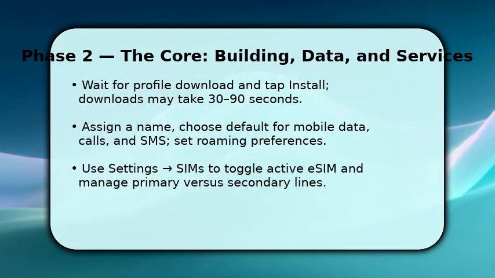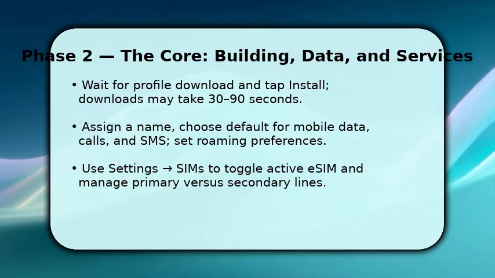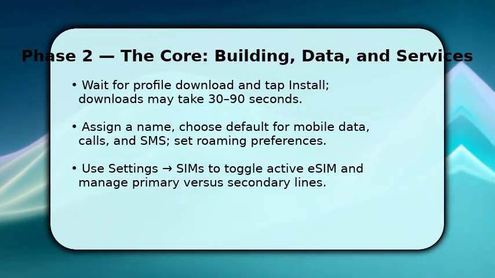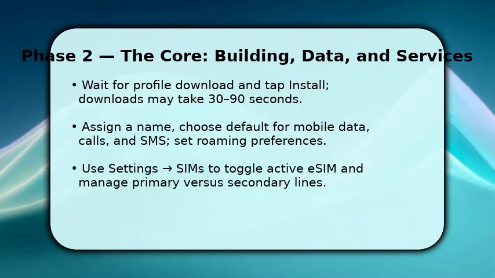Once the profile downloads, tap Install and allow the system to apply network settings. This usually takes 30 to 90 seconds. Make sure you name the profile clearly, work, personal, or travel, so you can switch fast.